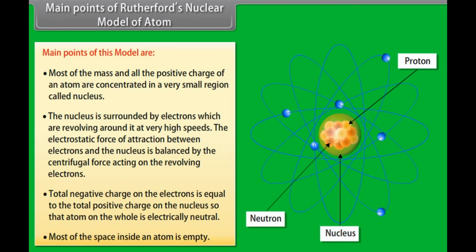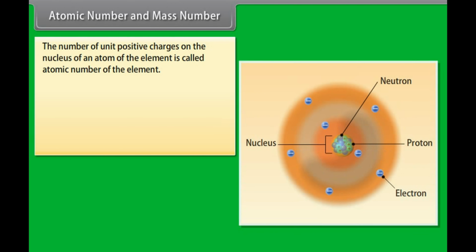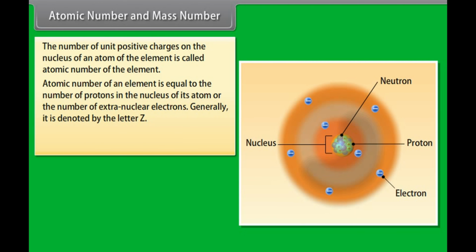Number 4. Most of the space inside an atom is empty. Atomic number and mass number. The number of unit positive charges on the nucleus of an atom of the element is called atomic number of the element. Atomic number of an element is equal to the number of protons in the nucleus of its atom or the number of extranuclear electrons. Generally, it is denoted by the letter Z. Atomic number Z is equal to number of protons is equal to number of electrons.